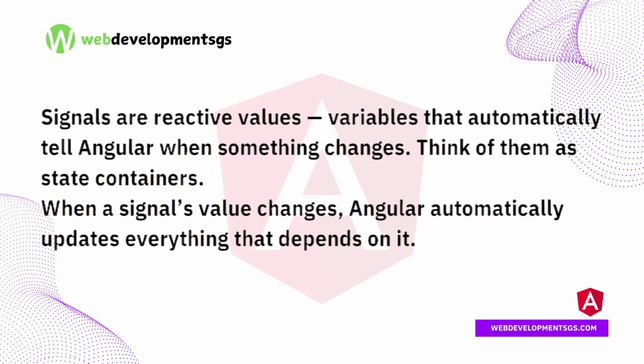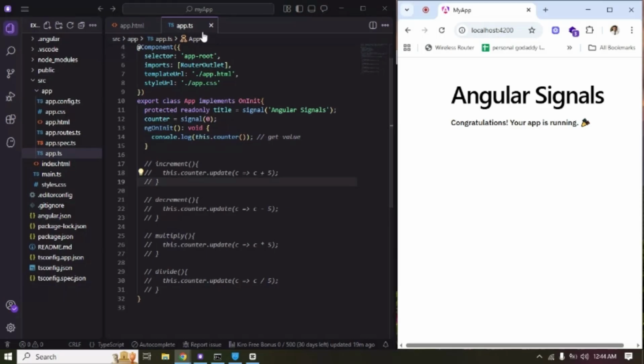Signals are reactive values, variables that automatically tell Angular when something changes. Think of them as state containers. When a signal's value changes, Angular automatically updates everything that depends on it. Here is a quick example.